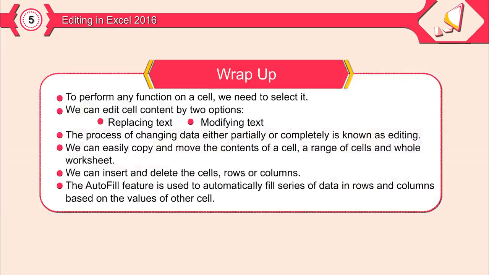Wrap up. To perform any function on a cell, we need to select it. We can edit cell content by 2 options: replacing text, modifying text. The process of changing data either partially or completely is known as editing. We can easily copy and move the contents of a cell, a range of cells, and whole worksheet. We can insert and delete the cells, rows, or columns. The Autofill feature is used to automatically fill series of data in rows and columns based on the values of the other cell.